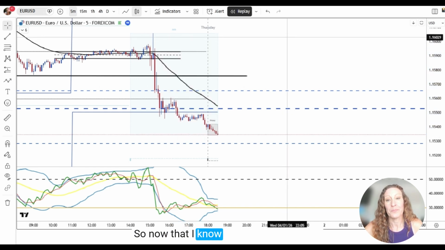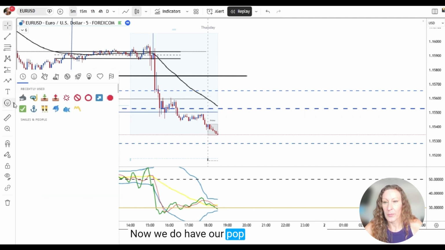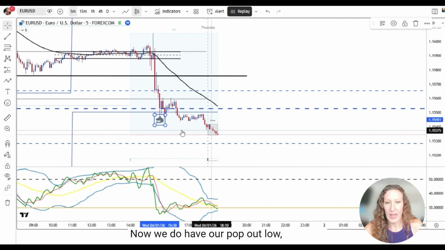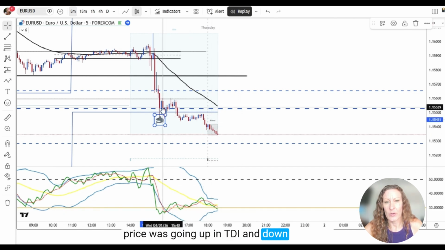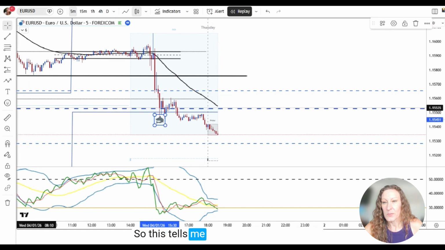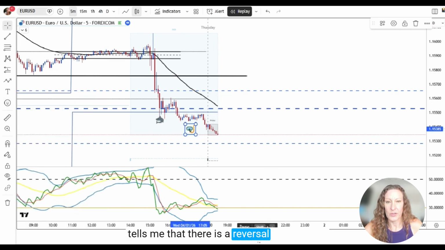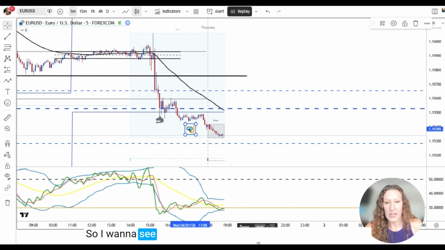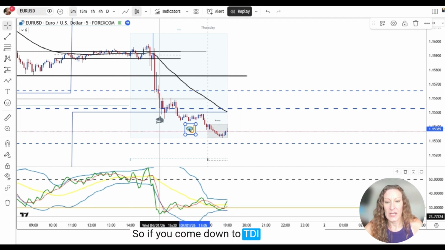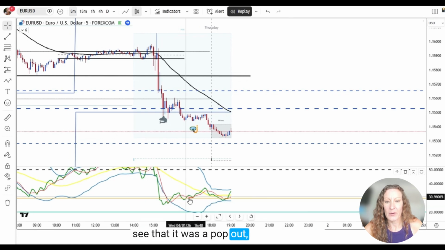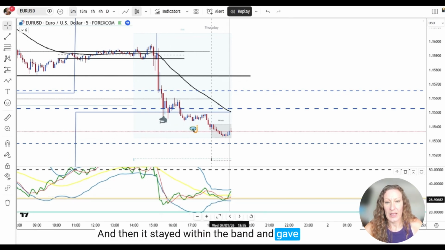So now that I know, I'm either going to be looking for a continuation or a reversal. Now we do have our pop out low, and then price was going up in TDI and down in reality. So this tells me this is divergent, and that tells me that there is a reversal opportunity. So I want to see that it rejects a low and stays within the band. So if you come down to TDI here, you can see there was a pop out low, divergence, and then it stayed within the band and gave us a W here.